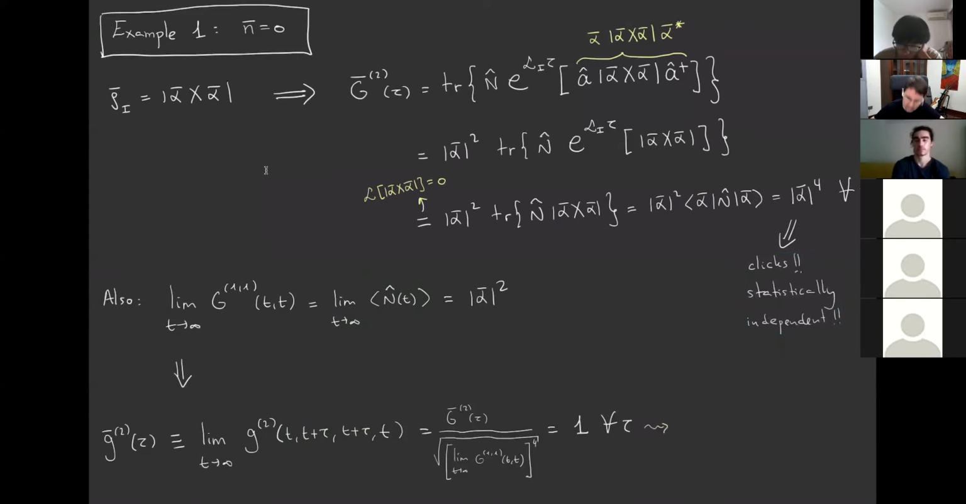So then let me just make a comment. If you extend this to all orders, something that we are not going to do, not just to G2, but Gn, so G1, G2, G3, G4, all orders, you would get exactly 1 for all of them, independent of tau. It's independent of the time delay between the operators. Then you can prove at the same time.